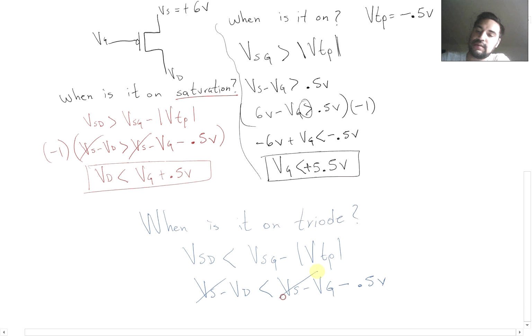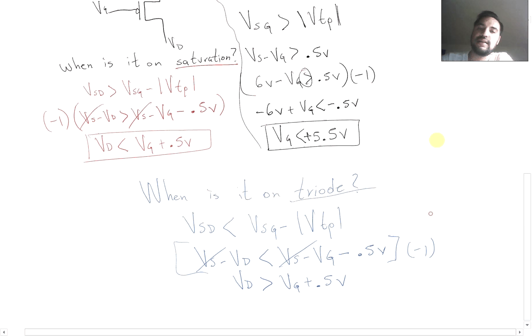So we can cancel this one, multiply everything by minus 1. We have Vd has to be greater than Vg plus 0.5 volts. And it's going to be on triode. Okay, and the last example.